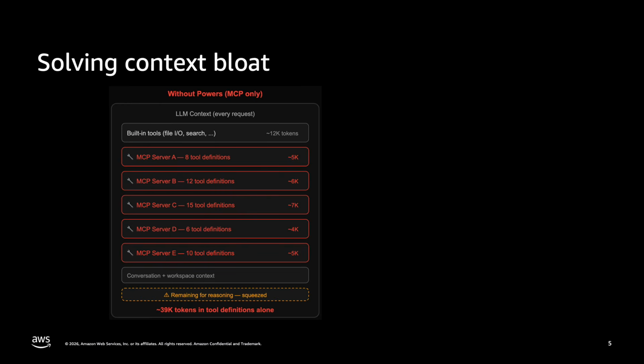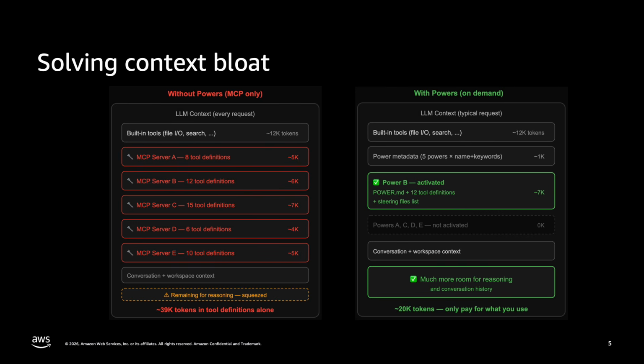Now let's talk about why this on-demand loading matters. On the left, you see what happens with raw MCP servers. Every tool definition from every server gets loaded into every single request. You have 5 servers here with a total of 51 tools, and that adds up to tens of thousands of tokens. That's a lot of your context window being consumed before you even get to your actual conversation or your code or the agent's reasoning. The remaining space for reasoning gets squeezed.